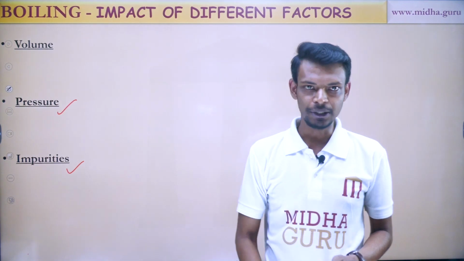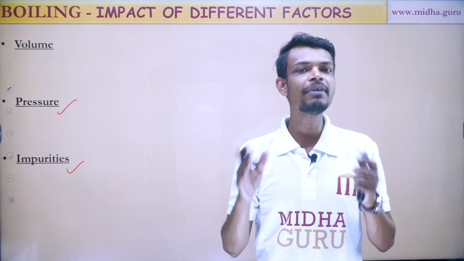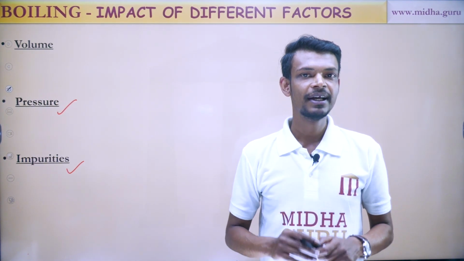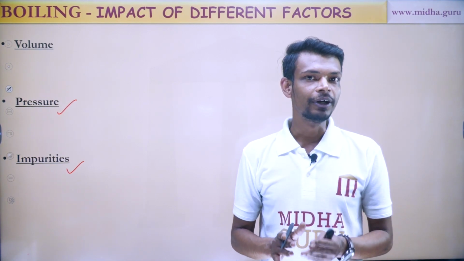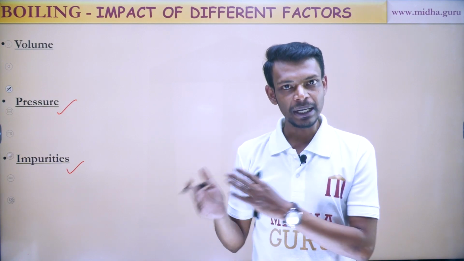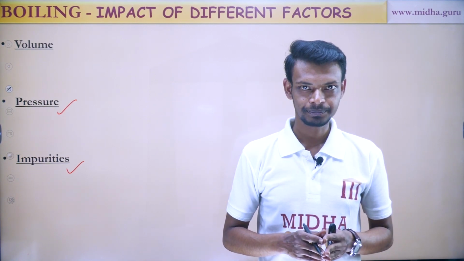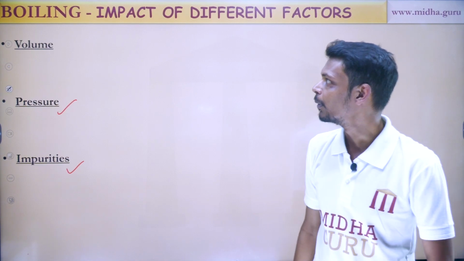What will impurities do? Again, impurities have a direct impact. If we have impurities in a liquid or in a substance, then its boiling point generally increases. So it means salt water will boil at a higher temperature compared to pure water. Now let us move forward.